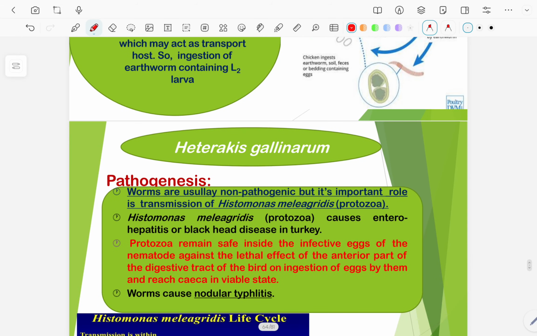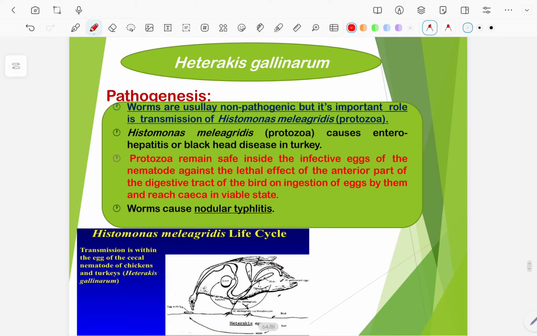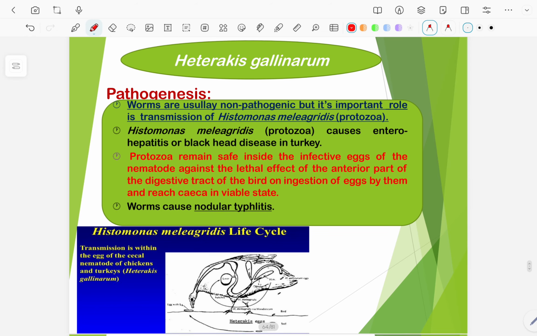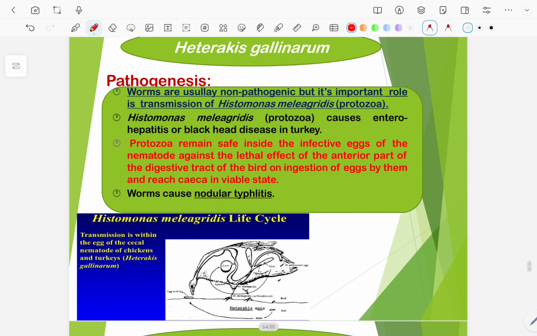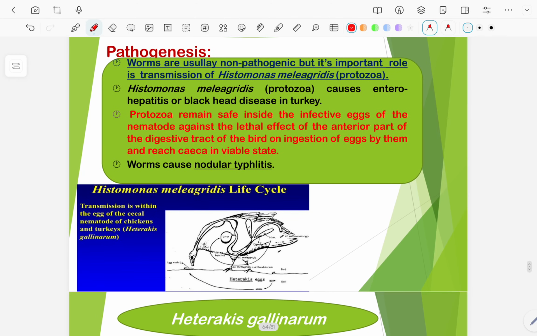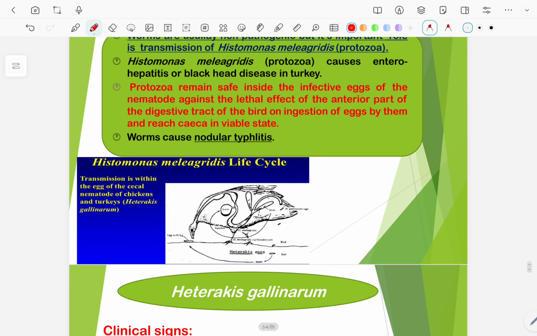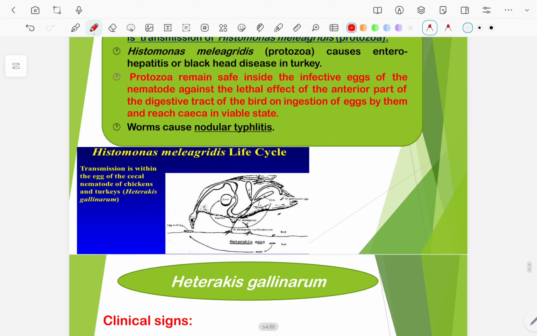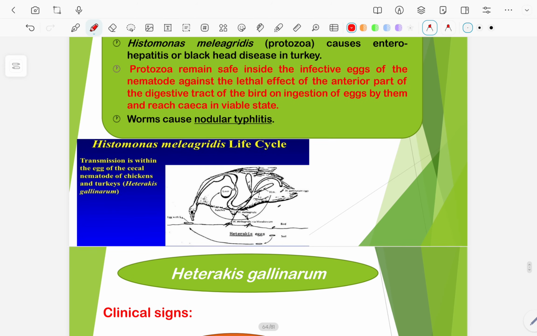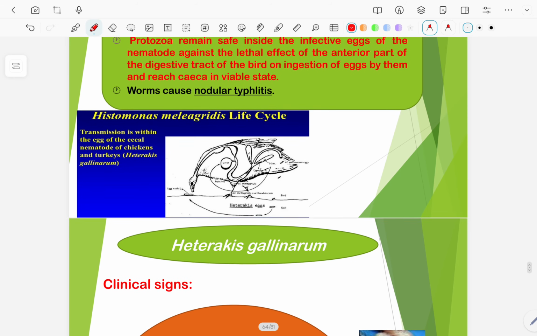Heterakis gallinarum pathogenesis. Worms are usually non-pathogenic, but they play an important role in the transmission of Histomonas meleagridis protozoa. Histomonas meleagridis causes enterohepatitis or blackhead disease in turkeys. The protozoa remain safe inside the infective egg of the nematode, protected from the lethal effect of the anterior part of the digestive tract of the bird, and reach the cecum in a viable state. The worm causes nodular typhlitis.